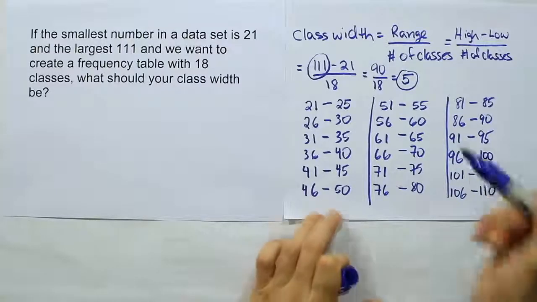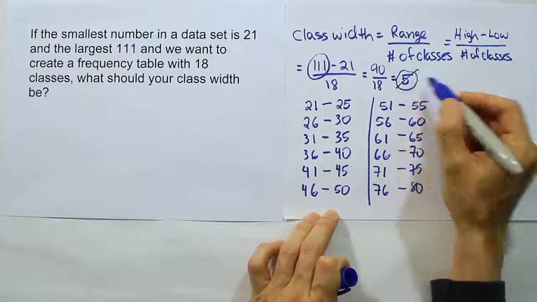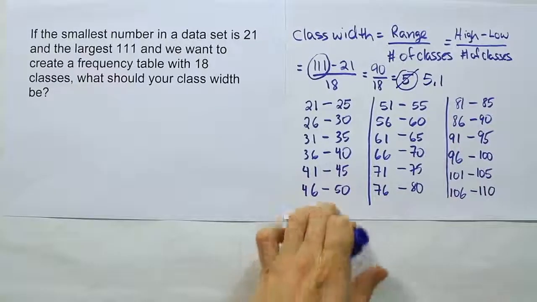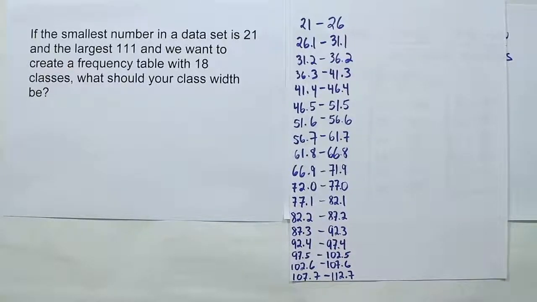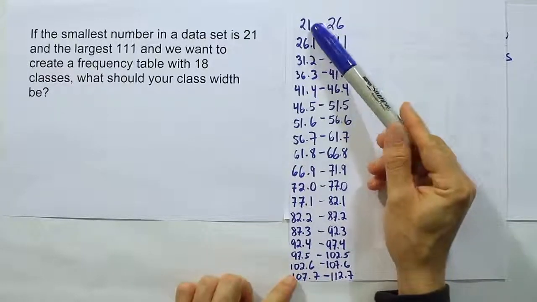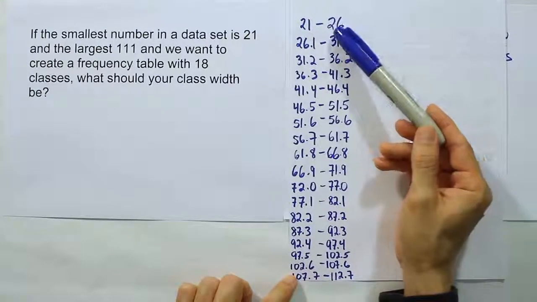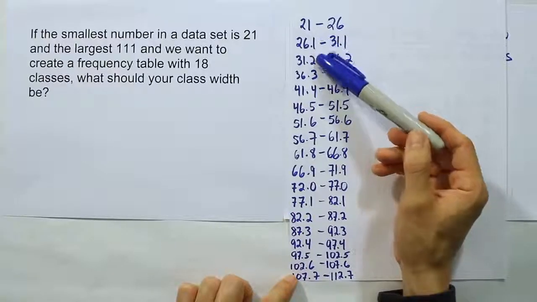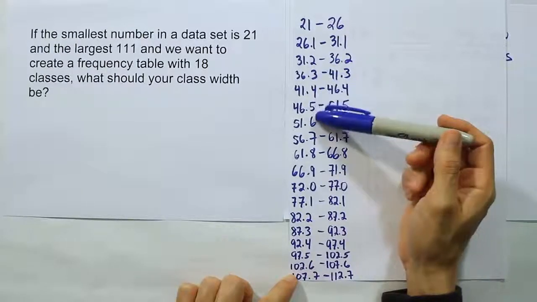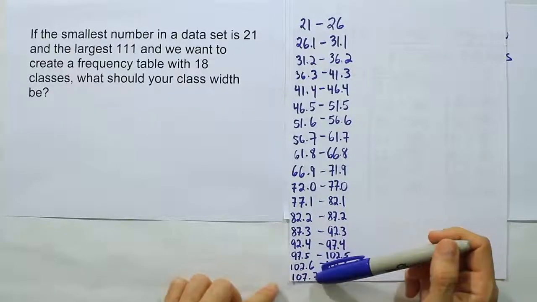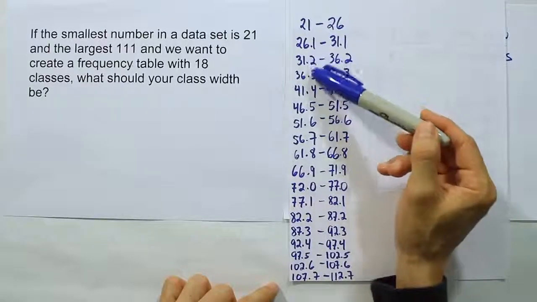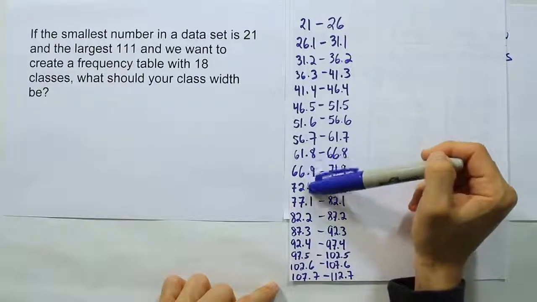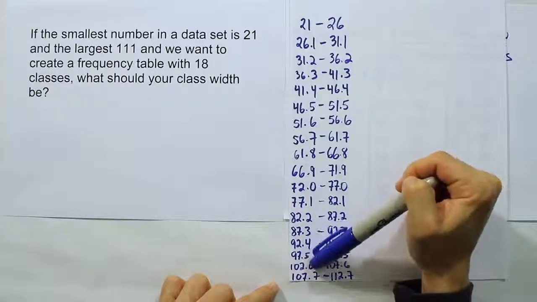Okay, so now I've recreated the table using a class width of 5.1 instead of 5. Let's get a look at what that looks like when you do that. Basically, now you can see that we still start at 21, our lowest value, right? And I add to that my 5.1 value, and it gives me 26.1. And then 31.2, 36.3, so on and so forth, all the way down until I have exactly 18 categories. If you count this, there's exactly 18 categories. 1, 2, 3, 4, 5, 6, 7, 8, 9, 10, 11, 12, 13, 14, 15, 16, 17, 18.